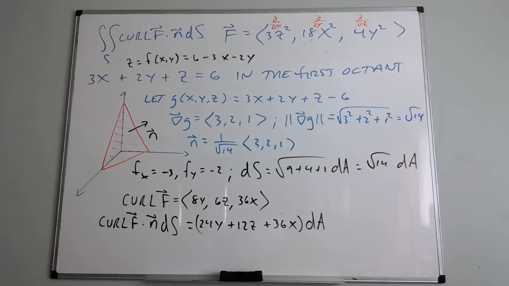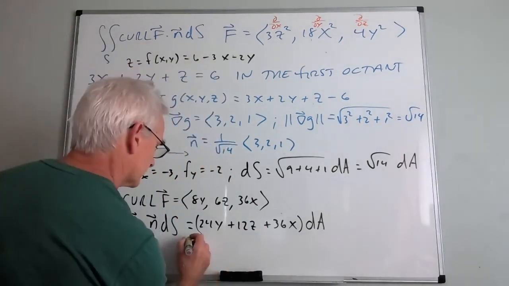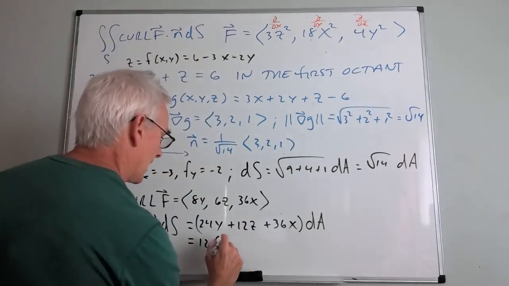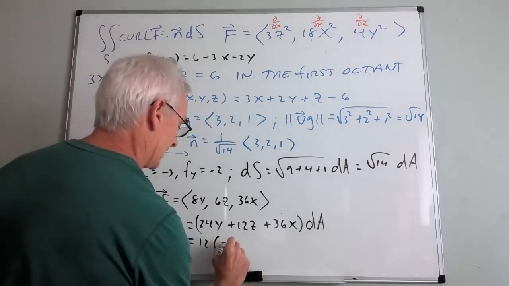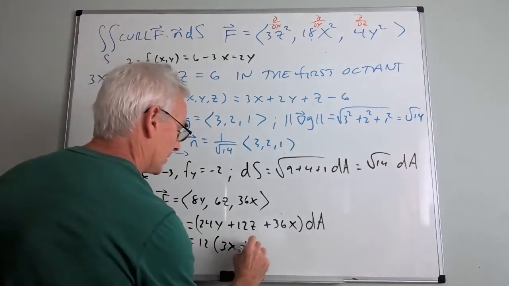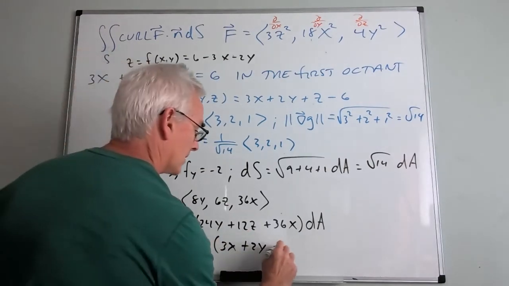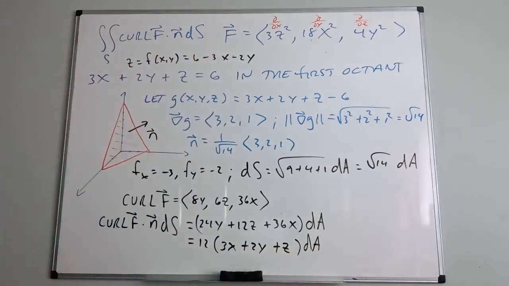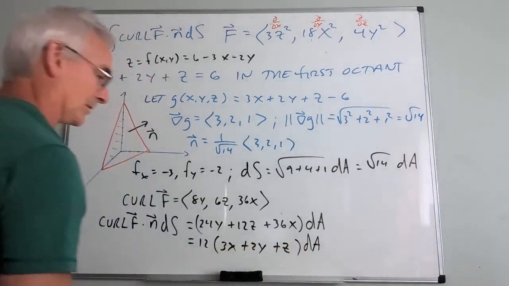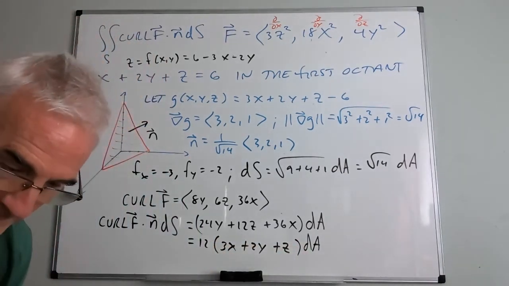Now, I think I could probably factor out what, a 12, and then I'd have 3x plus 2y plus z dA. Why did I write it like that? Well, I just put them in alphabetical order. Anybody notice anything really cool about right now?